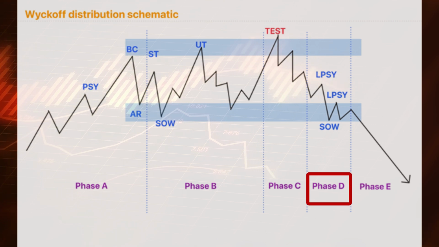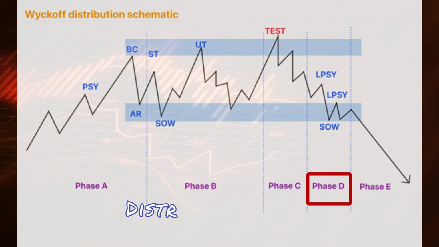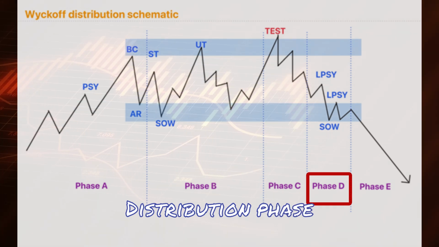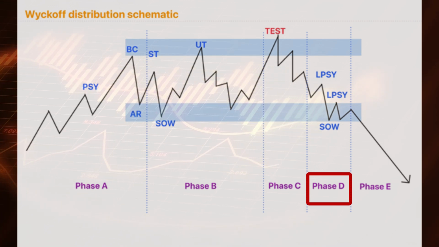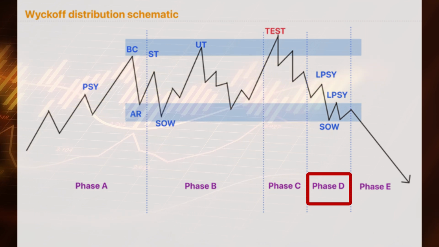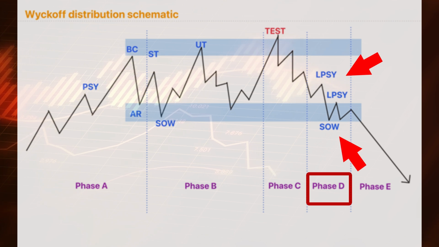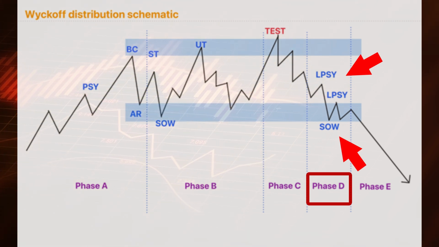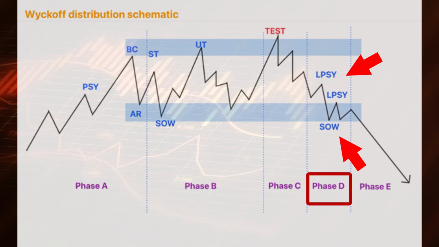The effect. Phase D. Phase D in this distribution phase is a mirror image of the phase D in the accumulation cycle. There is a considerable surge in volume and volatility, comprising one or more last point of supply points, LPSY on the graph. A sign of weakness, SOW level happens, the final indication that the bears will soon take center stage. Bears take over, phase E.